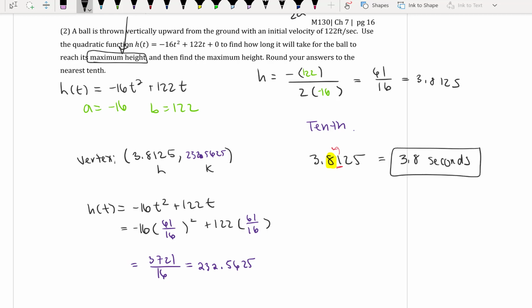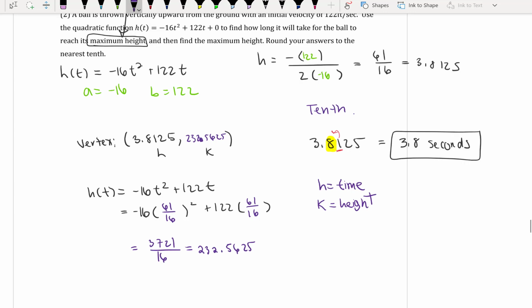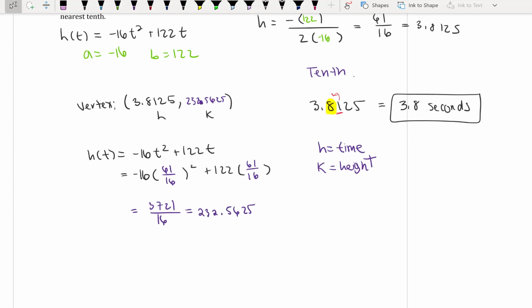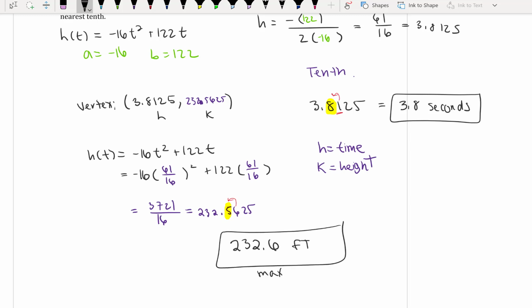And then what is the maximum height? Well, maybe I'll represent this as my h value. So h represents my time, and my k value represents the height. So I already have this as 232.5625. So that tenths place is here, which is a 5. So it tells me if I'm rounding to round up. So I'm going to have this as 232.6, and this is going to be feet. That'll give me the maximum height.